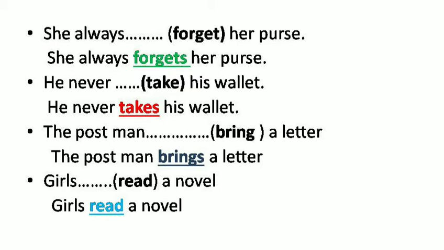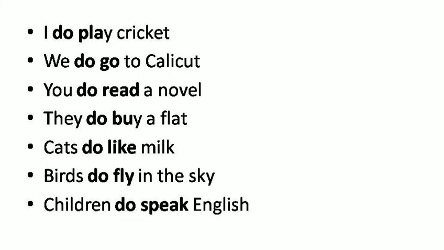Girls dash read a novel. Girls read a novel, because girls here is used as a plural subject, so do plus read becomes read in the sentence. Girls read a novel. Then look at these sentences. Here we have split the auxiliary from the verb, then used it in the sentence as an independent auxiliary.